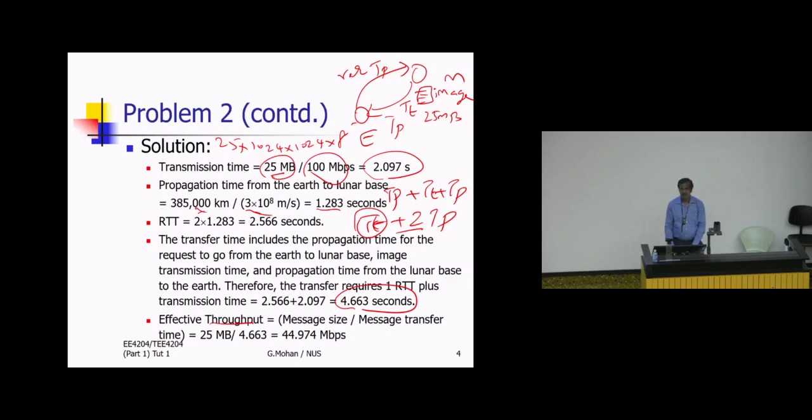Now the second part of this question is to calculate the throughput. Throughput is the ratio between the message size and the message transfer time, that is, how long it takes to transfer a given message of a given size. That gives 44.974 Mbps, about 45 Mbps. Note that the data rate or the bandwidth is 100 Mbps, but what we achieve, the throughput, is only 45 Mbps. So the throughput rate is approximately 45%. Throughput rate is the ratio between throughput and data rate: how close is the throughput to the bandwidth or data rate?